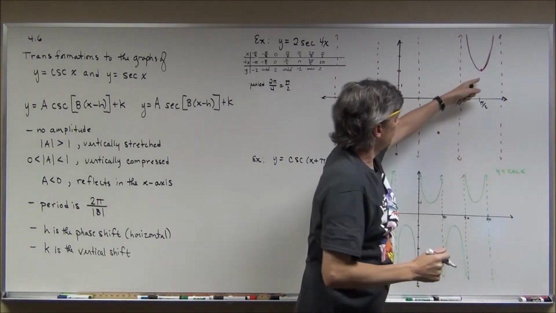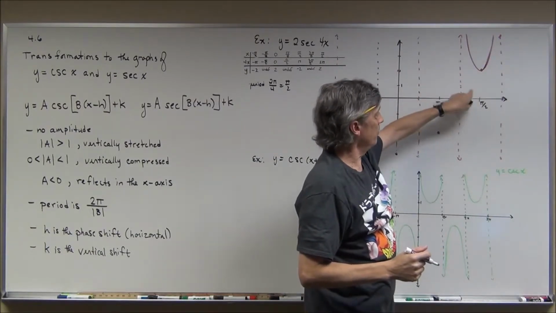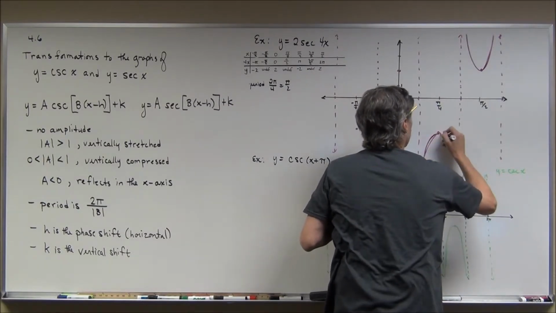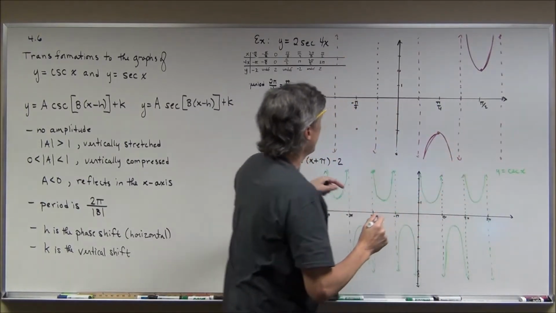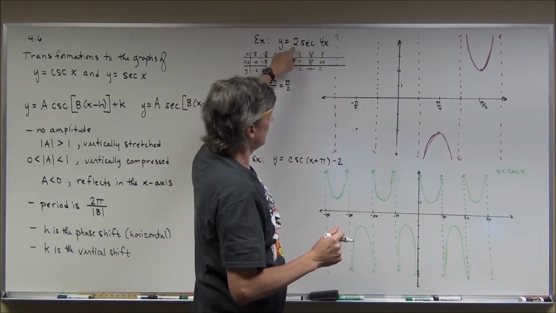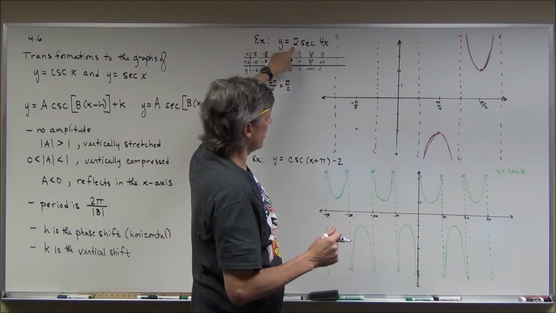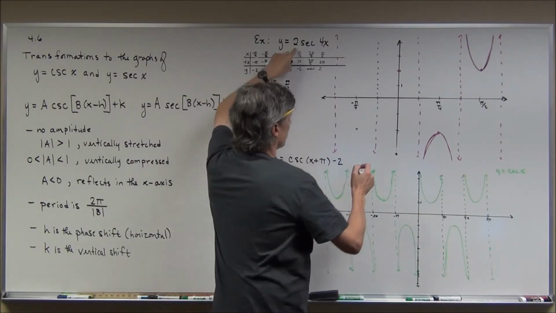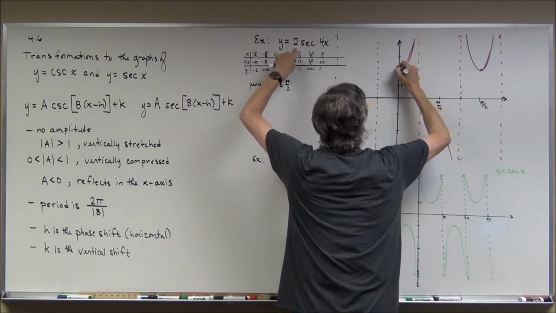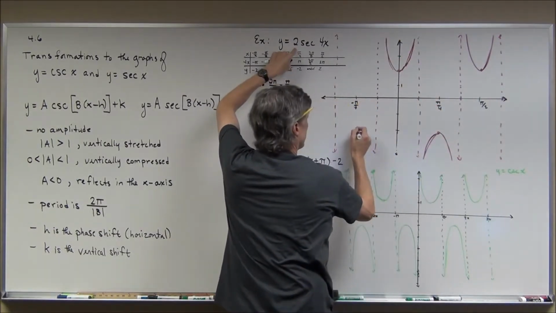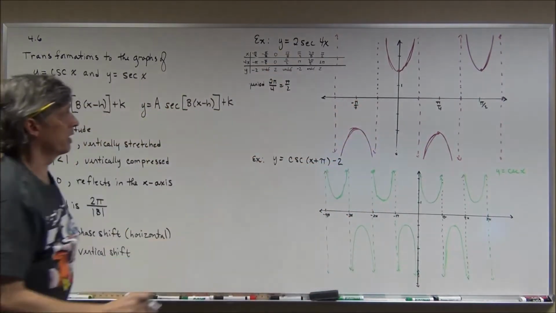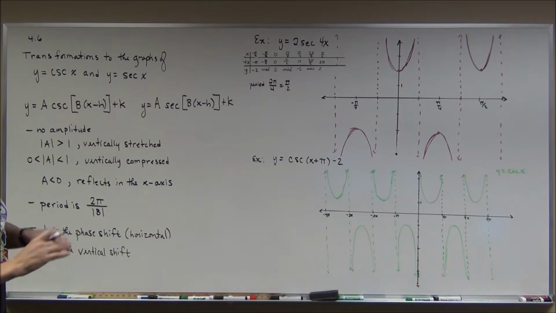Now, to get a more accurate shape of this U shape, I would probably need to plug in a few more points. But for all intents and purposes, I just want you to see how the period is affected by this number here, and how the way that the graph is stretched or shrunk vertically is affected by this value. Okay, and it would keep on going like that forever and ever in both directions.